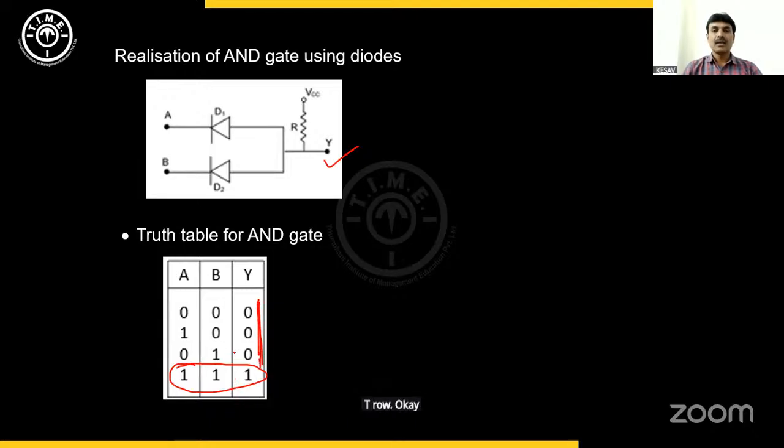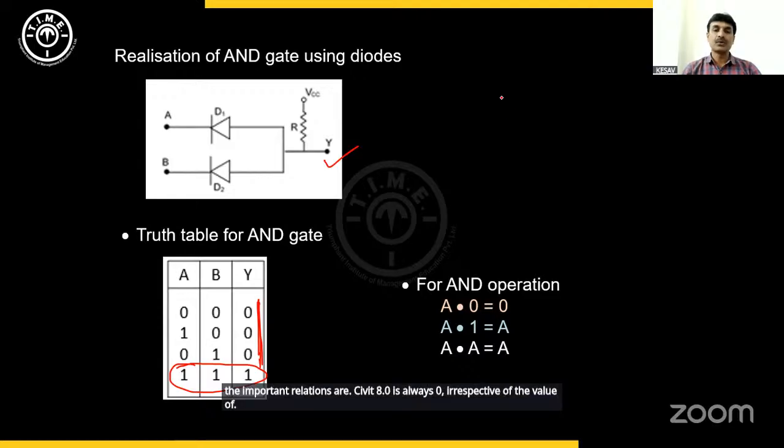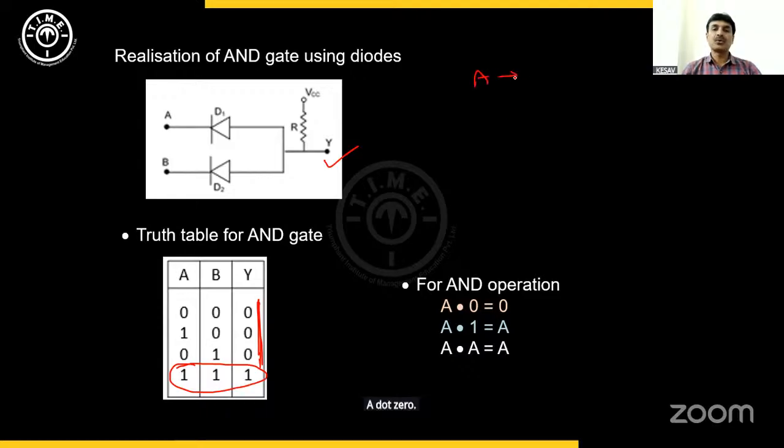Now, for AND operation, the important relations are: A dot 0 is always 0, irrespective of the value of A. A can take up two values, either 0 or 1. 0 dot 0 is 0, it is like multiplication. 1 into 0 is also 0. That's why A dot 0 is always 0.